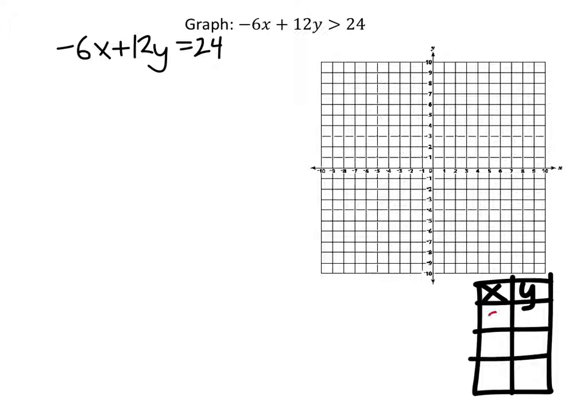So I'm going to choose an x value that's 0, and replace x with 0, which makes this 0 plus 12y equals 24. But once again, we don't really need to show the 0 right there. So this makes it nice to solve. I'm going to divide both sides by 12. And I got y is 2. So when x is 0, y is 2. That gives me this point.